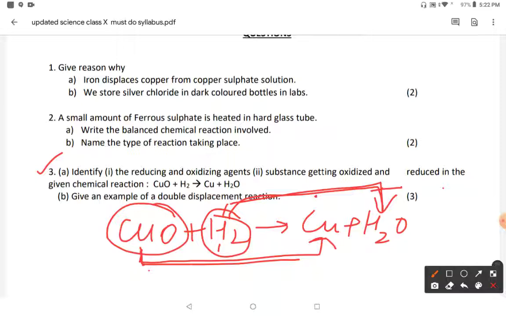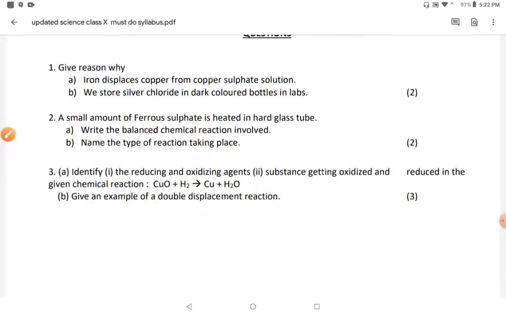And give an example of the double displacement reaction, that is sodium sulfate plus barium chloride converted into barium sulfate plus sodium chloride. It is written previously.